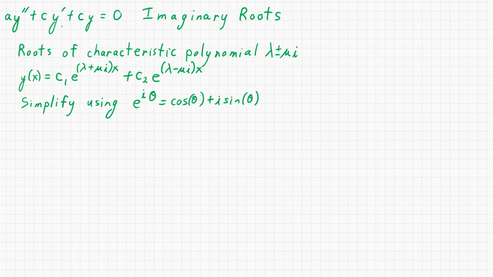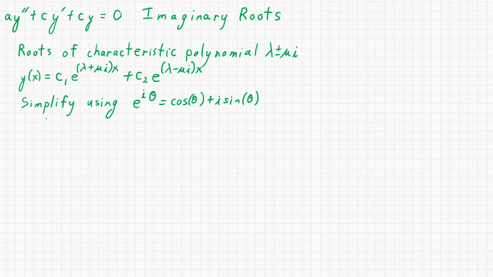So we have this difference equation we've been working with. It has imaginary roots, and the roots of the characteristic polynomial are lambda plus mu times i. Normally, going with our guess, we would have y of x equals c1 times e to the lambda plus mu i times x, plus c2 times e to the lambda minus mu i times x. But it's not very nice looking. We expected a real answer. Our problem looks pretty real.